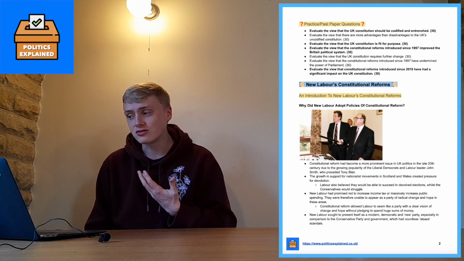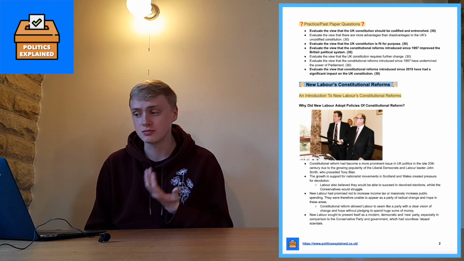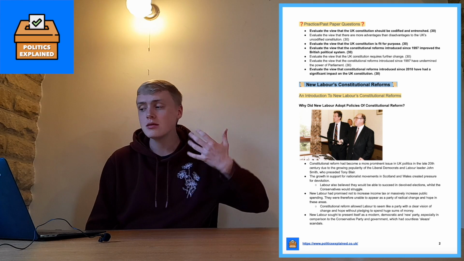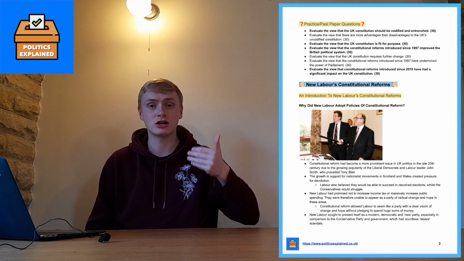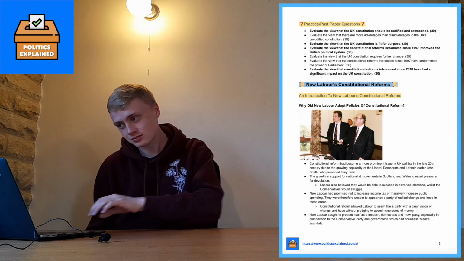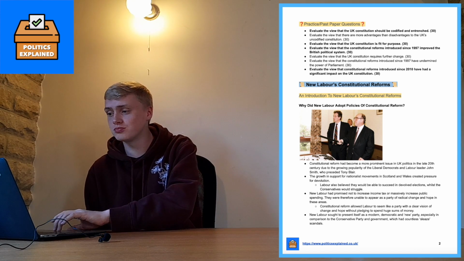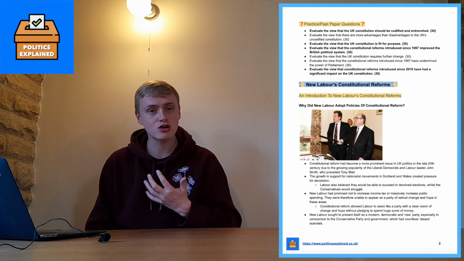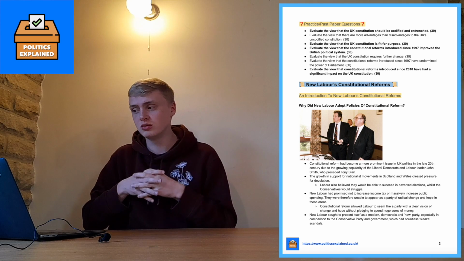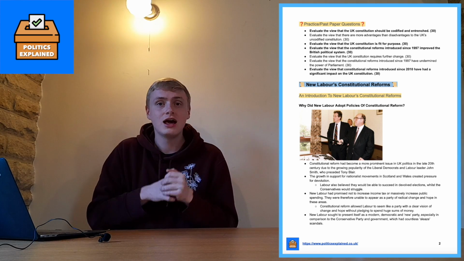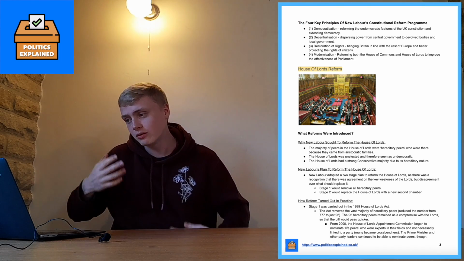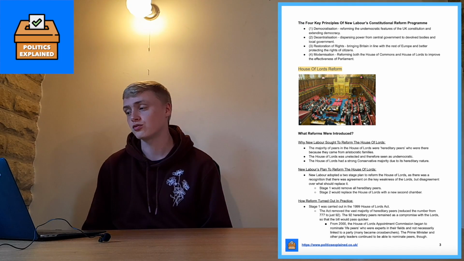Whilst New Labour had promised not to increase income tax or massively increase public spending, introducing significant constitutional reform enabled them to appear as a party of radical change and offer a vision of hope, pretty much whilst not spending much money. And ultimately, New Labour sought to present itself as a modern, democratic and new party, especially in comparison to the Conservative Party in government, which had countless sleaze scandals, and constitutional reform really modernising the country was a key way to do that. And as a result, there were four key principles of New Labour's constitutional reform programme.